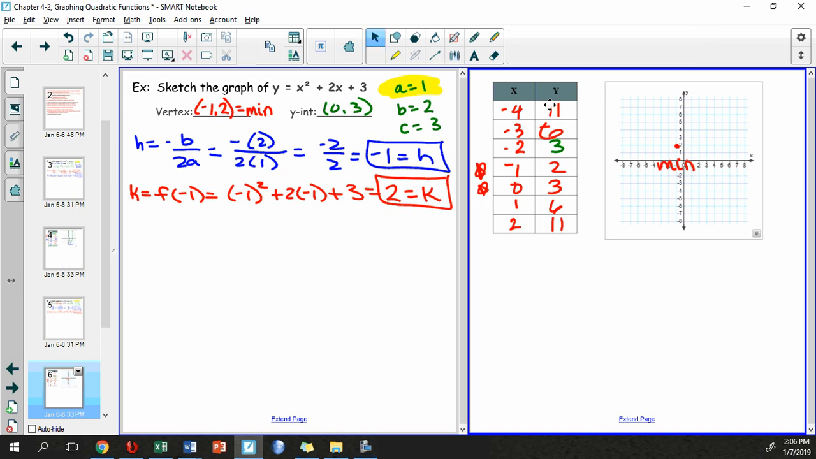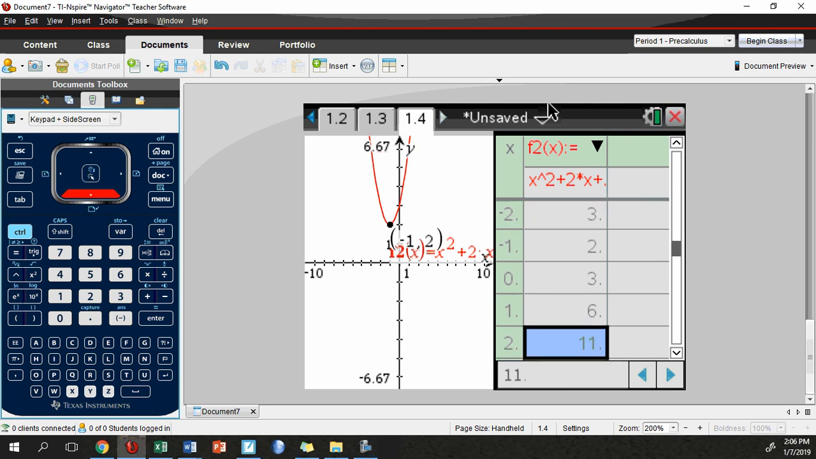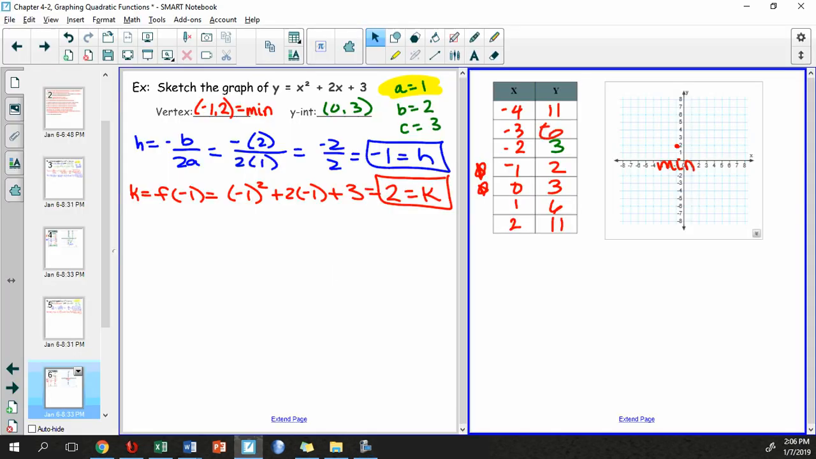Can I confirm that with my graph? Sure. Go on down there. 1 is 6, and 2 is 11. Do we understand that? So I'm going to go back and I'm going to graph those. So I'm going to graph the points.